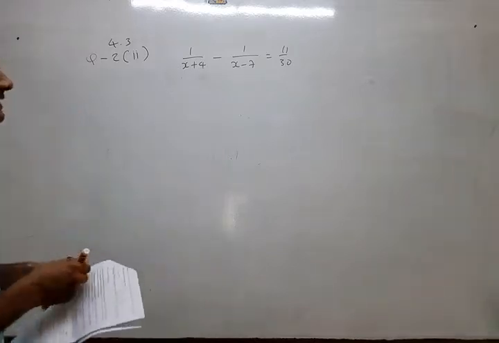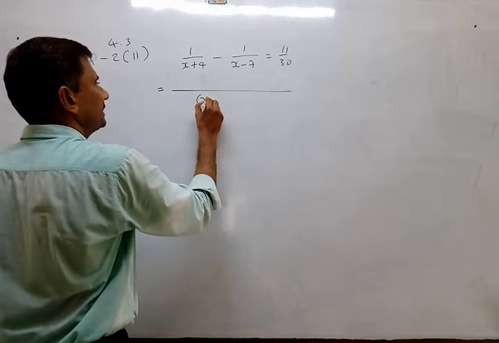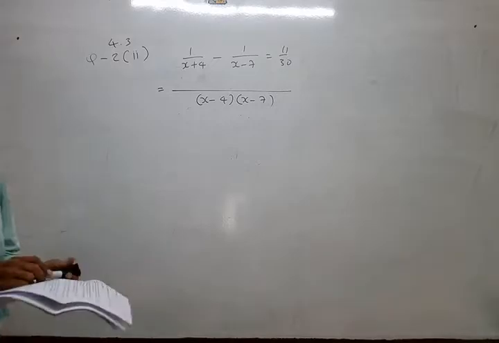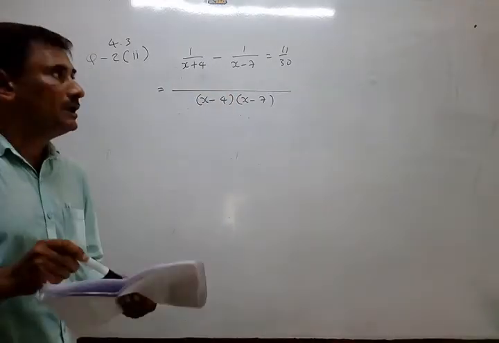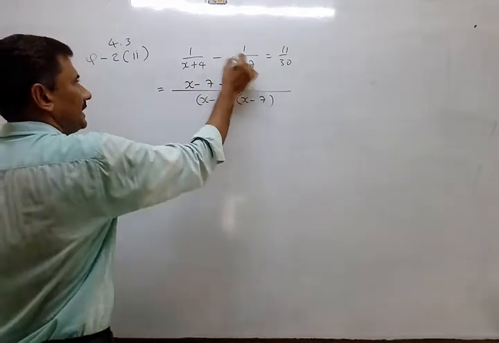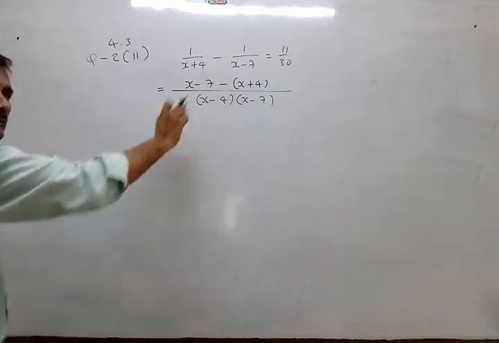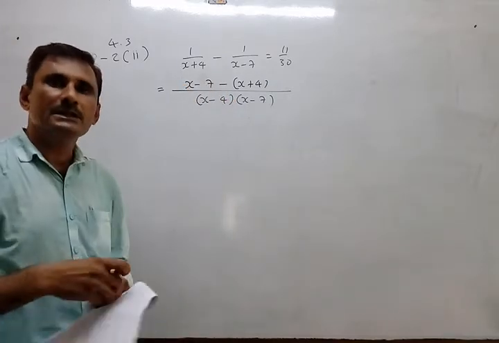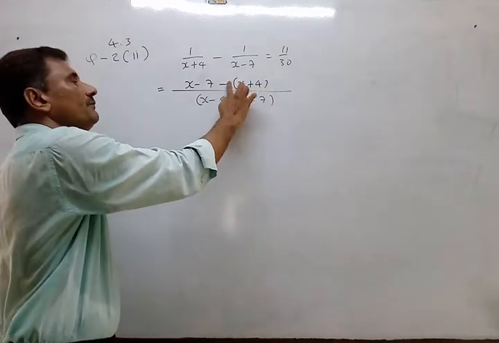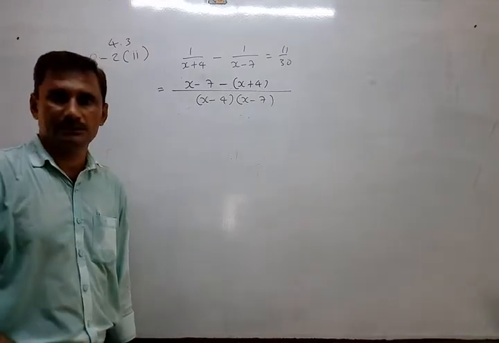Now, for simplification, a fraction is there, so we have to take the LCM. So it is x minus 4, x minus 7. You understand how to take the LCM? First of all, the multiplication of both denominators. Now in cross, x minus 7 minus x plus 4. It should be in bracket, while in front of that a minus sign is there. So whenever a minus sign is there and after that more than one term is there, always make a bracket. Otherwise it may be a mistake.